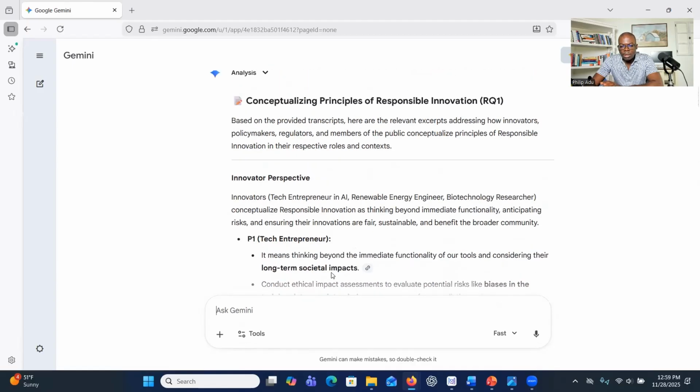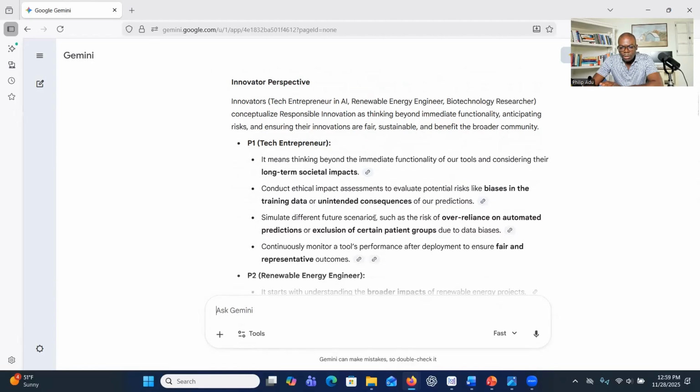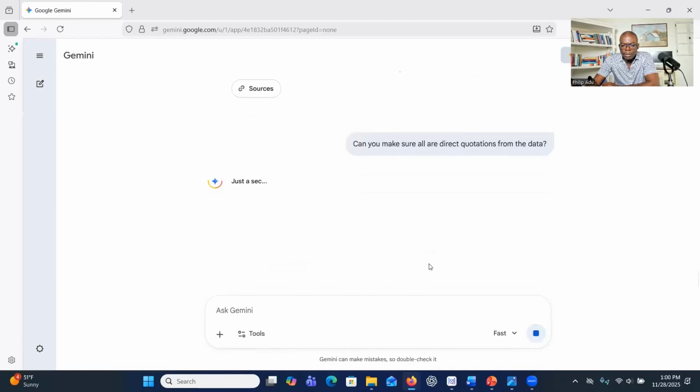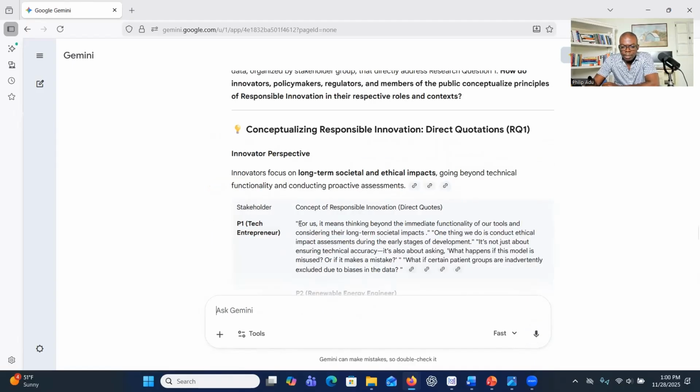So we're going to check whether all these are the right quotations. I think it doesn't look like a direct quotation, right? Maybe it's a summary. So I can say, can you make sure all are direct quotations from the data? So let's see. You see here that the system has provided the direct quotations from the data. This one is just a summary of the quotation, and these are direct quotations.